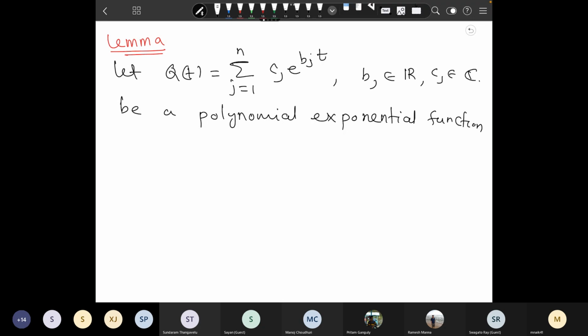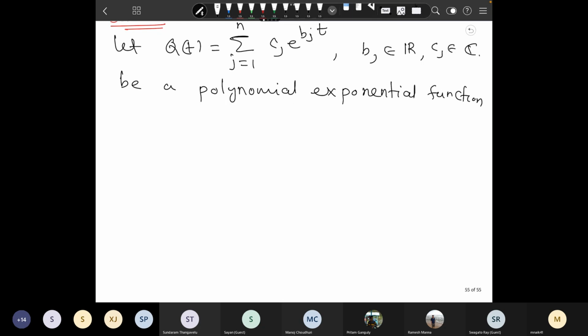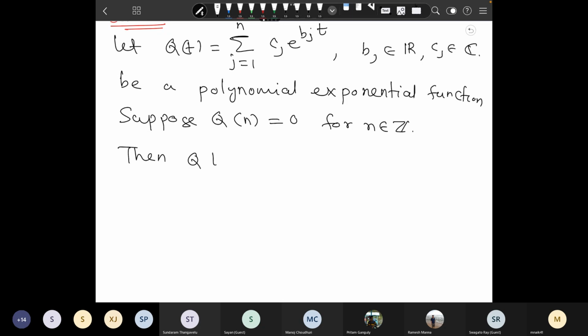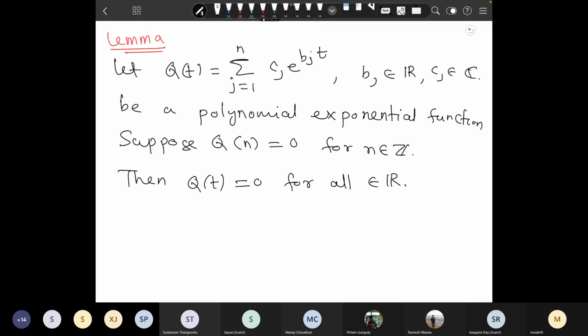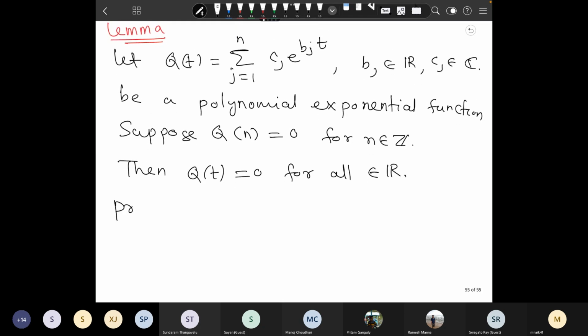Remember this b_j belongs to R and c_j belongs to C. So suppose this q vanishes at every integer n belongs to Z. Then Q(t) is identically 0 for all t belongs to R. Okay, and the proof is also easy.